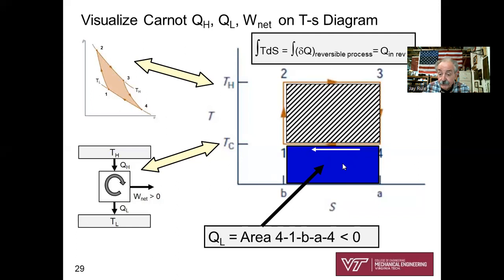See the area under the curve in the blue? Okay. So area 4 to 1 to B to A to 4. So trying to trace that out. Okay. There's QL. It's going to be a negative number. Okay. So the heat rejected is a negative number, QL, like maybe 5 kilojoules or something like that. Okay, so there's our visualization of QL.